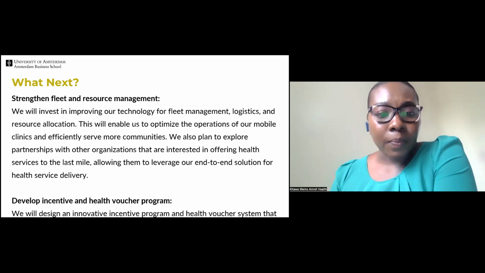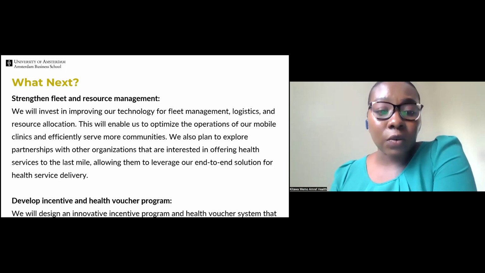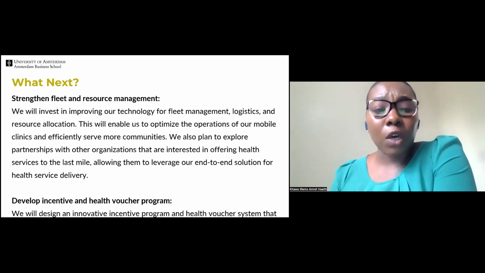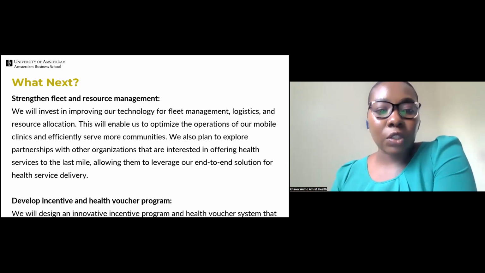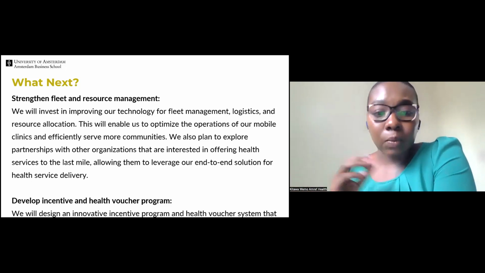AMREF has a presence across almost the whole continent of Africa. We have physical offices in over 13 countries, and we have partners in about 44 out of 45 countries in Africa. So we see an opportunity for our mobile clinics to be engines to collect this data, and these tools should be able to support us in that.